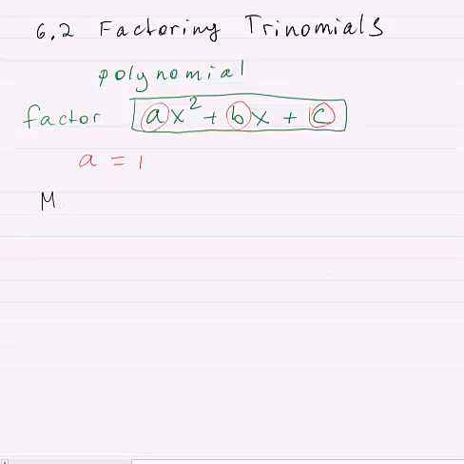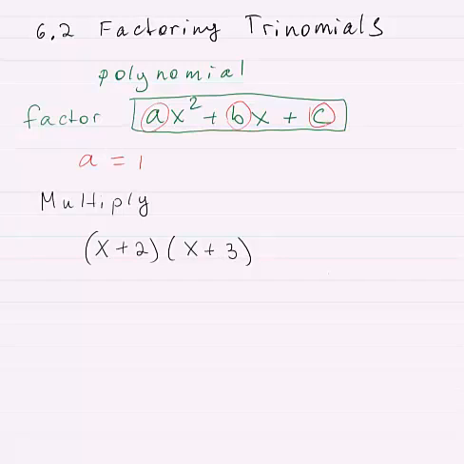Let's say you're asked to multiply x plus 2 with x plus 3. And remember how do we do this? We first distribute one term in. Let me use different colors. Let me distribute an x, and then let me distribute the 2. And then we get the result.